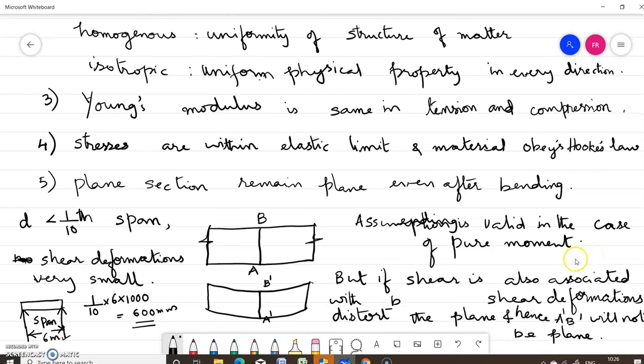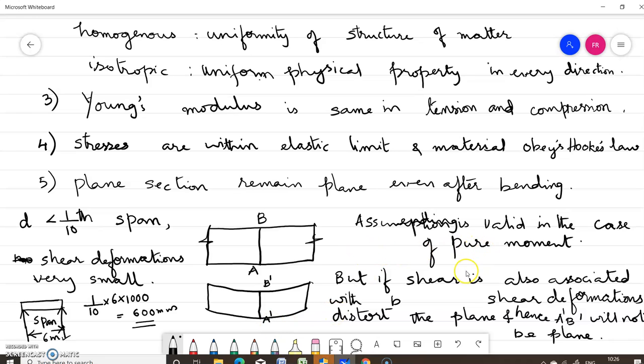So stress is proportional to strain, and the ratio of stress to strain is known as Young's modulus. Now the fifth assumption is plane sections remain plane even after bending. As per this assumption, if you have a plane section AB, it will remain plane even after bending, that is A dash B dash.